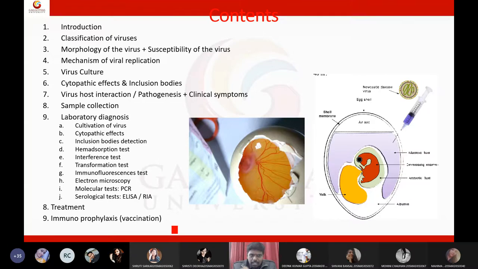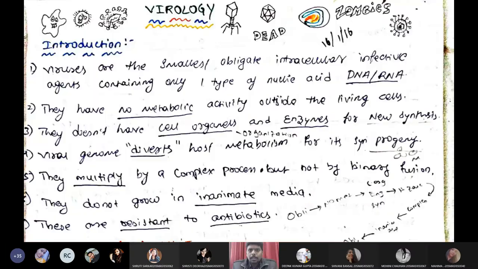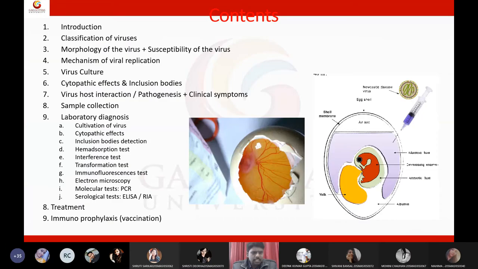So there are a few more things that I need to add, that include pathogenesis and detection of viral tests to detect the virus. So hemadsorption, interference, transformation, and immunofluorescence I will discuss. This we can discuss when we are moving further, students. So is everything clear so far? Everything is interlinked in this virology, actually. If you don't know any one topic, you cannot understand the other topics. Is it clear, students? So everything is interlinked.